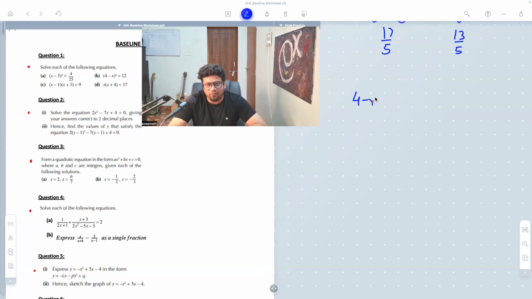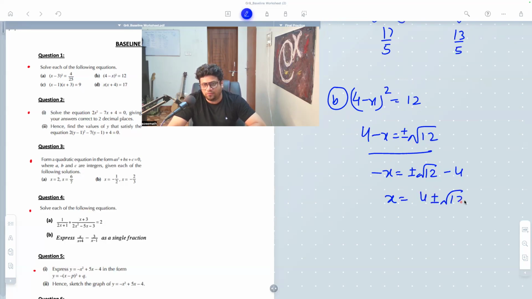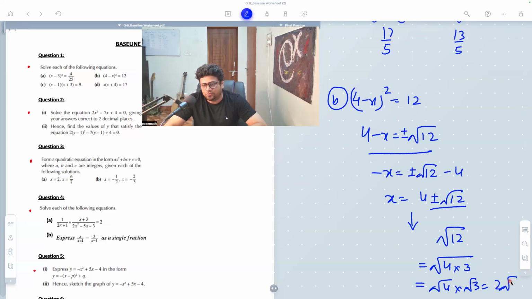Part B is about (4 minus x) square is 12. Again, there's a probability of you making a mistake where you go 4 minus x is the square root of 12. Well, it's going to be plus minus square root of 12. And of course, from there on, negative x comes out to be plus minus square root of 12 minus 4. And x is going to be 4 plus minus square root of 12. And you can use your calculator to do it. Or one thing I would like to say, root 12 can be written as root 4 into 3, which is root 4 into root 3, which is 2 root 3. Okay, that's just about root over 12.